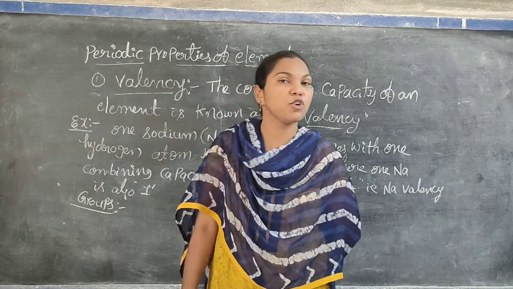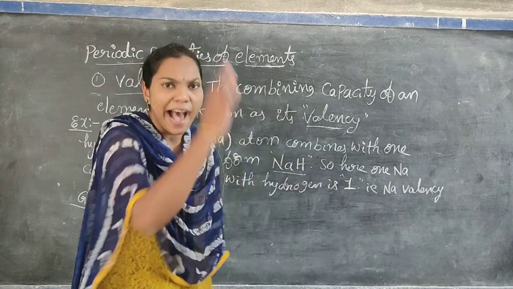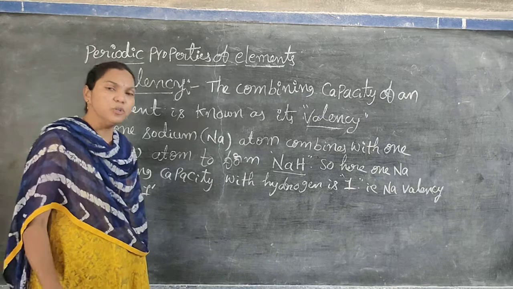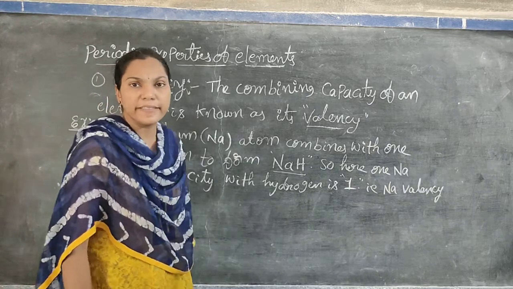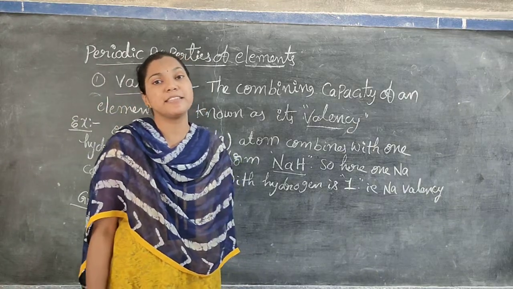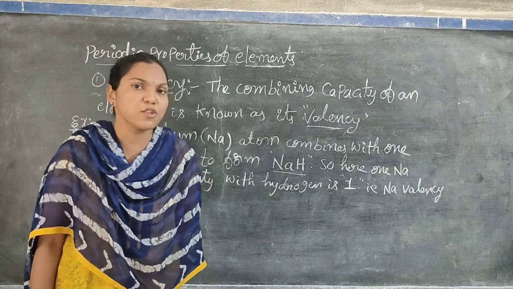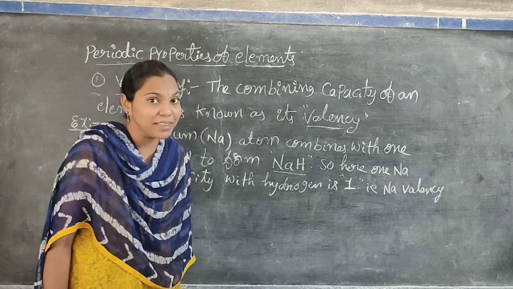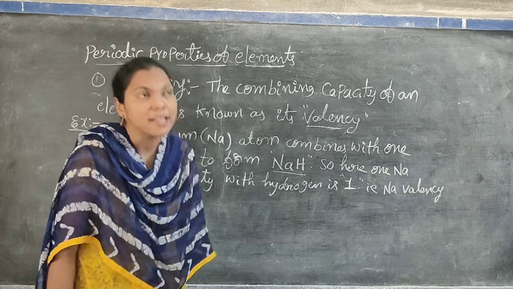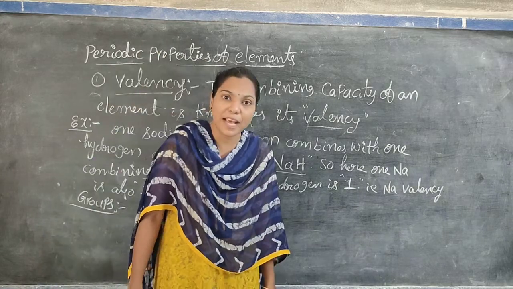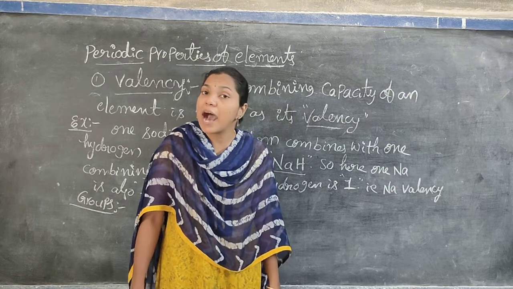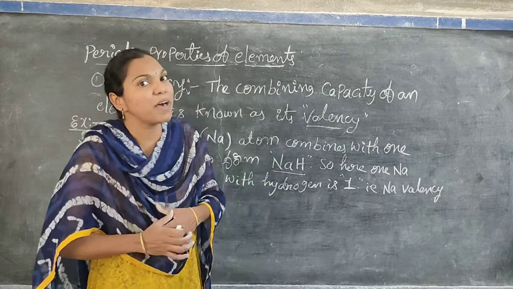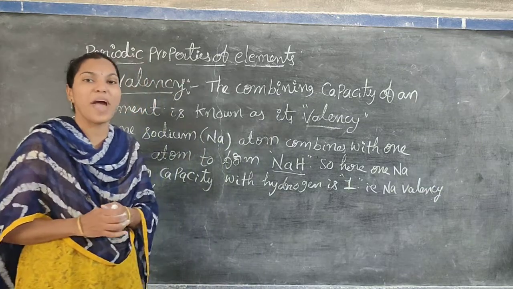For example, first A group elements have one valency. Not only lithium and sodium, but from hydrogen, lithium, sodium, potassium, rubidium, cesium, up to francium, all belong to first A group, and those have valency 1. So the elements belonging to the same group have the same valency. Second A group has valency 2.